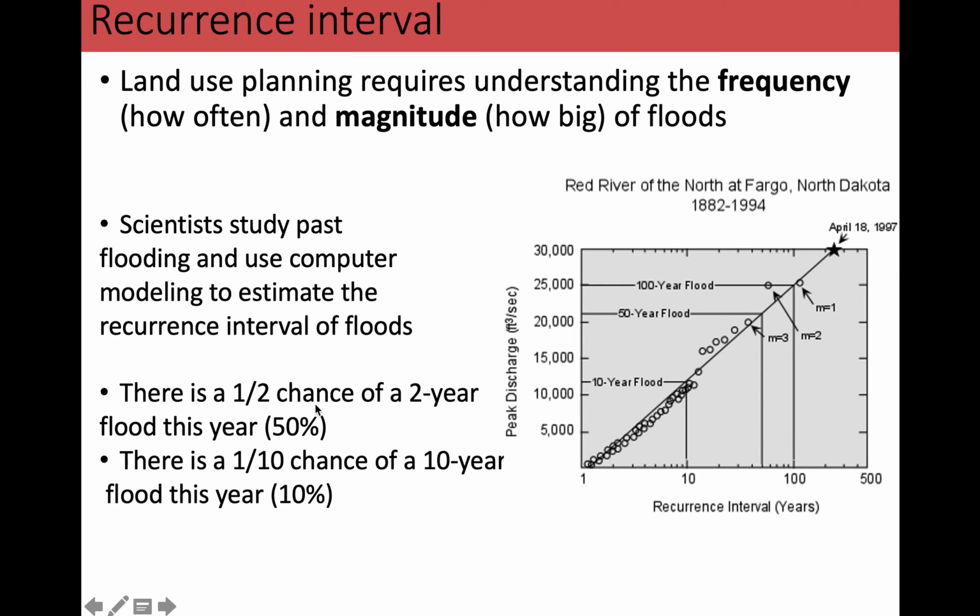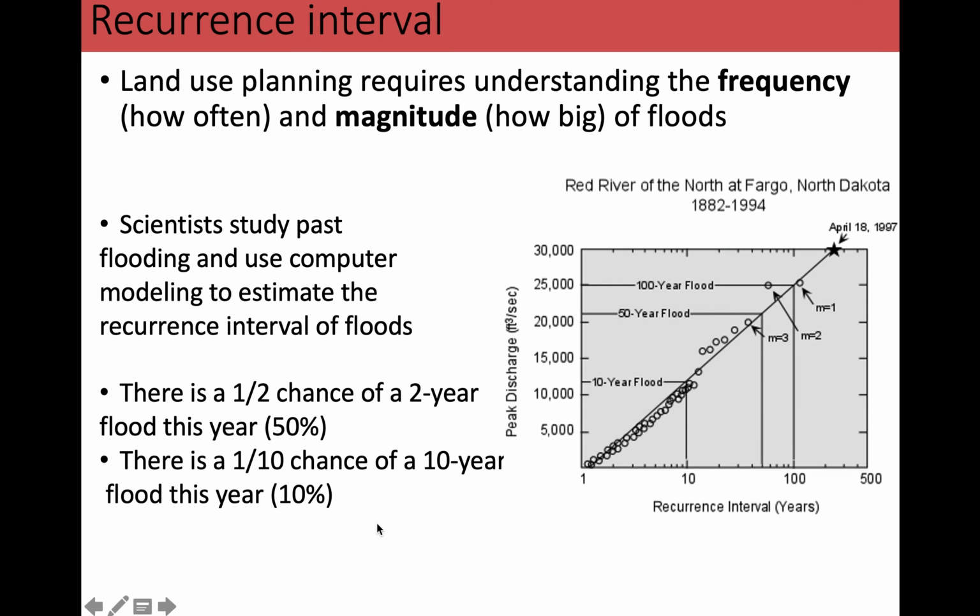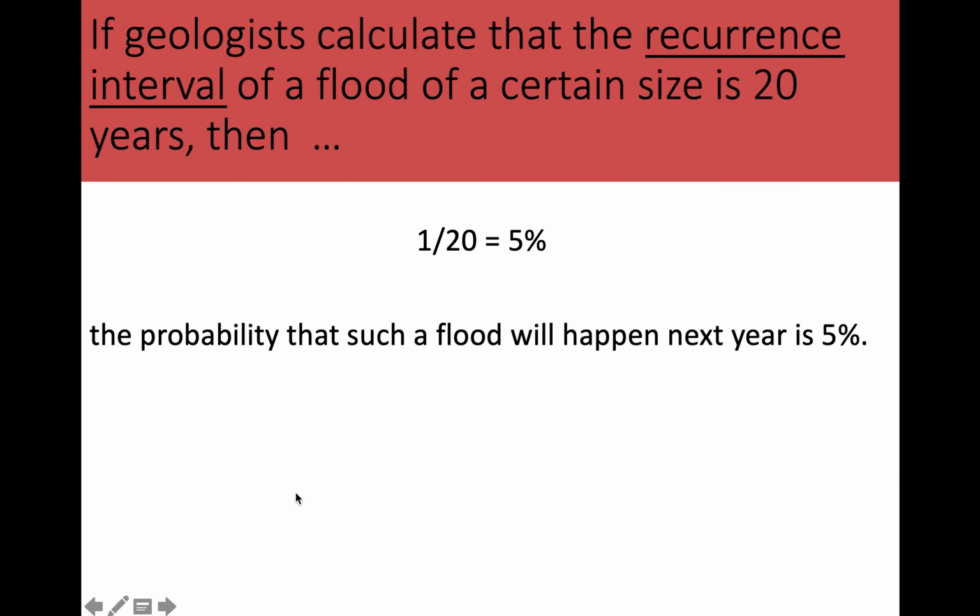So for example, there is a 1 in 2 chance of a 2-year flood this year. So that would be this flood here. It happens statistically every other year, so there's a 50% probability of this flood occurring, 1 over 2. A larger flood, which we would call a 10-year flood, which means it only occurs about once every 10 years, we would say there's a 1 in 10 chance of this flood occurring this year, which would be a 10% chance. So there's a 10% chance of a 10-year flood happening this year.